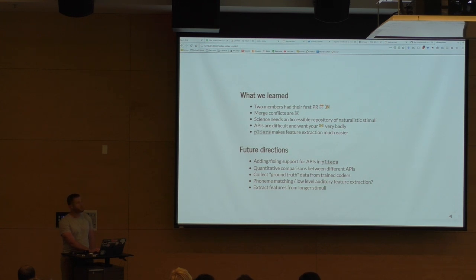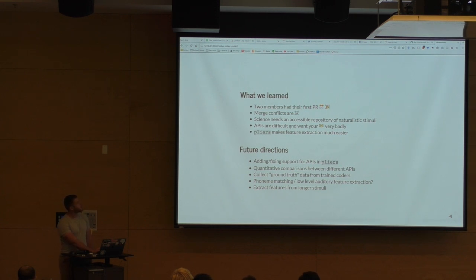And then we learned, and this is one thing that distracted Sam and I for part of the project, is trying to dream up what it might look like to have a repository of the actual stimuli for these naturalistic tasks, because a lot of the times they're copyright protected and people don't want you to access them. And then Pliers does make the feature extraction easier.